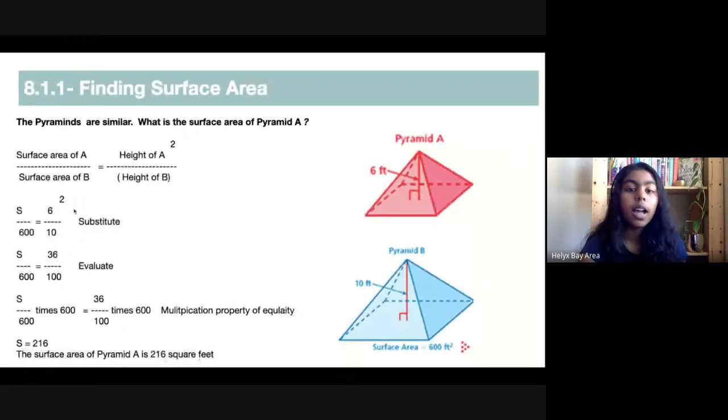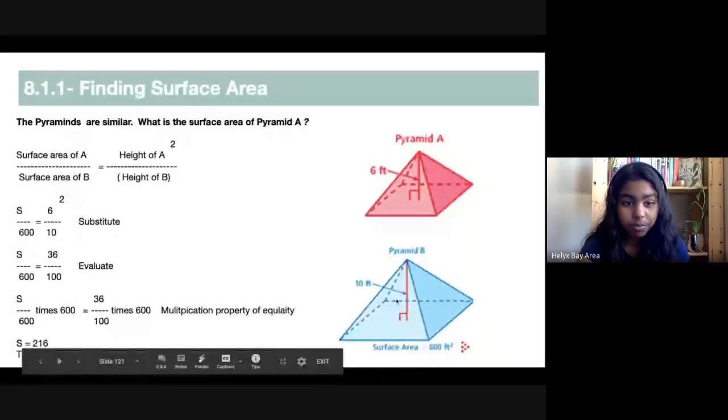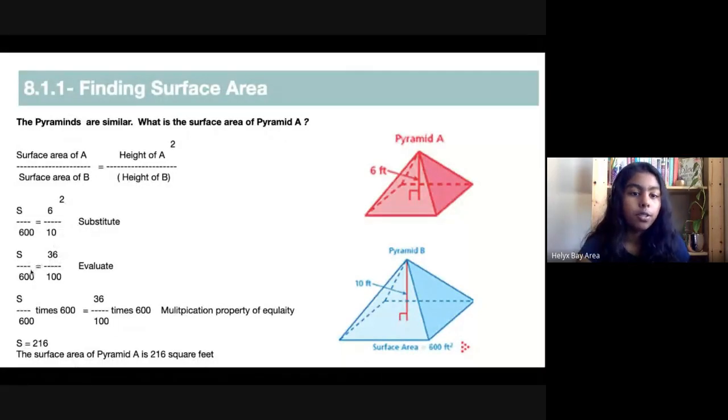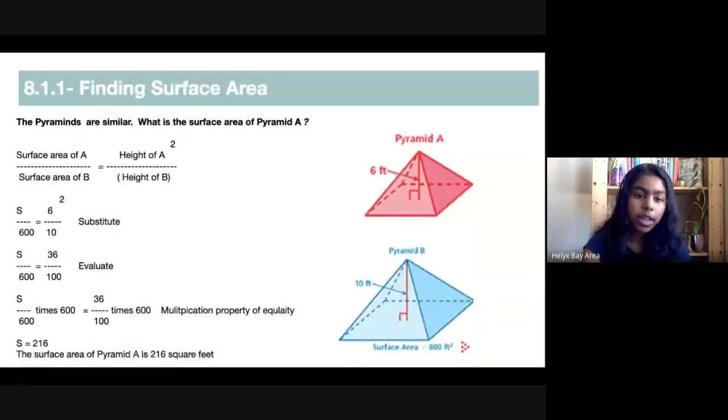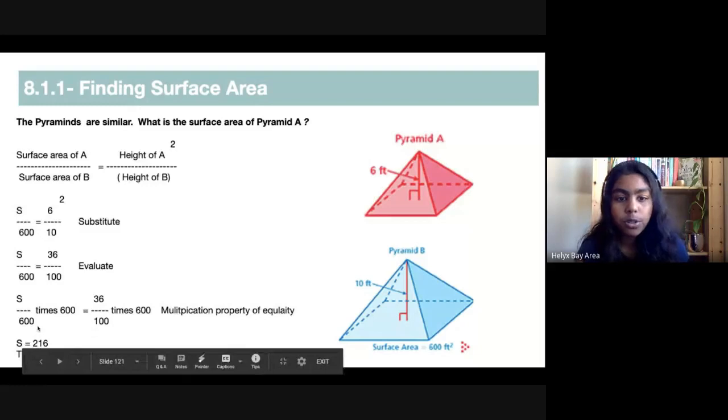equals the height of pyramid A squared, which is 6 squared, over the height of pyramid B squared, which should be 10 squared. And we're going to evaluate, and we're left with surface area of pyramid A over 600 equals 36 over 100. So we're going to use the multiplication property of equality to get rid of the denominators. So to do that, we're multiplying by 600 to both sides.